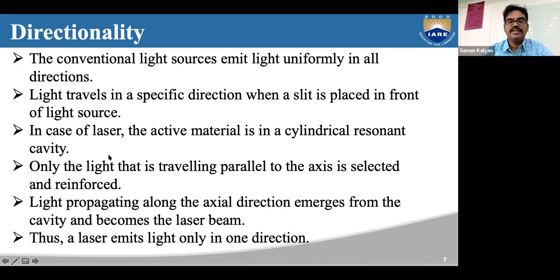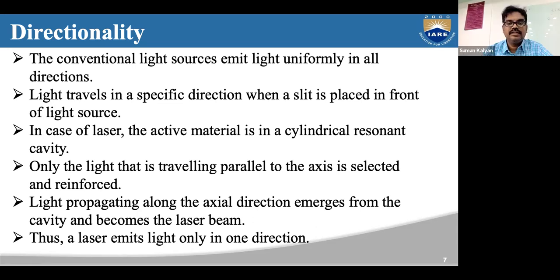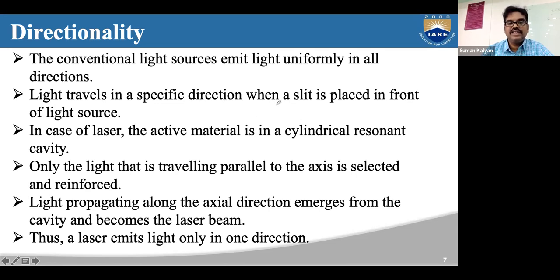The first one is directionality. Conventional light sources emit light uniformly in all directions, but light travels in a specific direction when a slit is placed in front of the light source. All of you have done diffraction experiments, right? Some of you have done diffraction grating, and some have done the single slit experiment. So what happens there is that light travels in a specific direction when a slit is placed in front of the source.